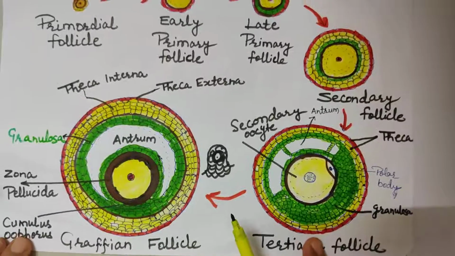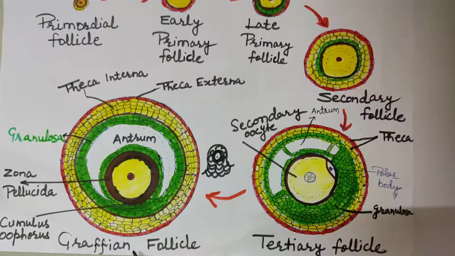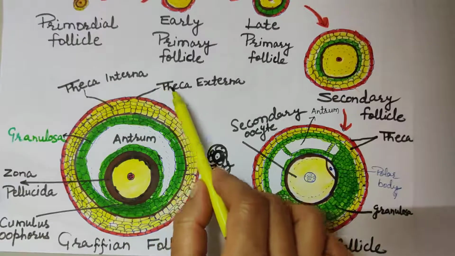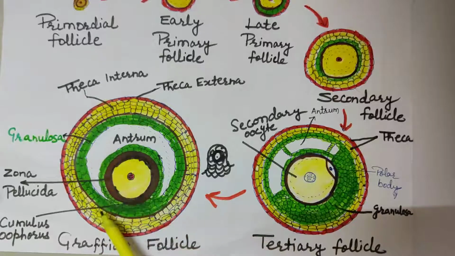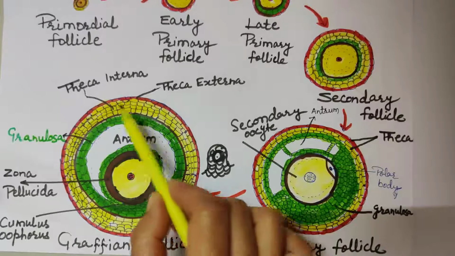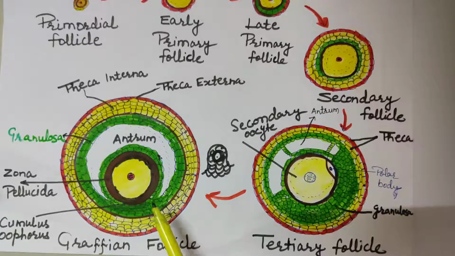It is Graafian follicle, mature follicle. What does it consist of? Antrum, outermost layer is theca externa, inner is theca interna, then granulosa cells, okay, then zona pellucida, then secondary oocyte. When it becomes completely mature, what happens? Rupturing of this Graafian follicle occurs and release of ova from Graafian follicle. Actually, that is not ova, that is secondary oocyte. We call this event ovulation.